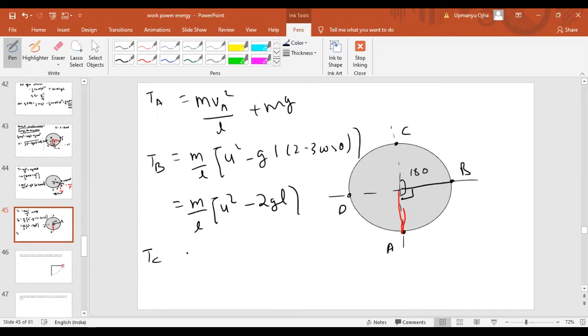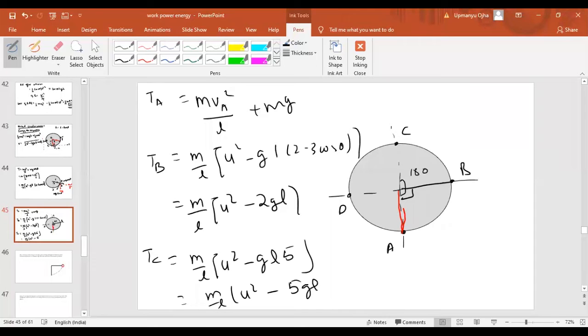So if you substitute the value here, tension at C will be equal to m by L into u square minus gL, cos of 180 is minus 1, minus 1 into minus 3 is plus 3, so we get m by L into u square minus 5 gL. So in this way, we can find the tension at any point of the string.